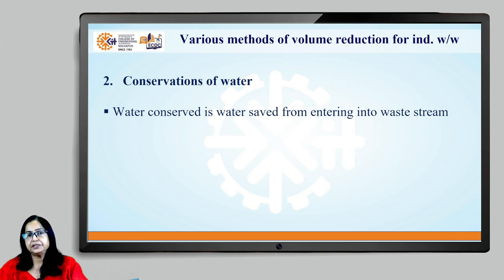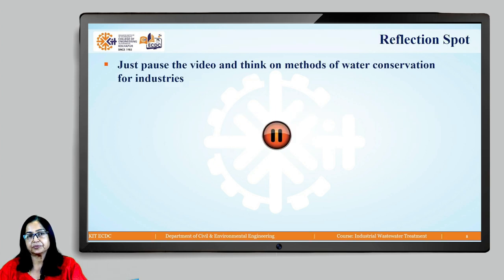The second method is conservation of water. Obviously, the water which is conserved is water which is saved from entering into the waste stream. And if you prevent water from entering the waste stream, it results in reduction of volume of wastewater. Okay. So pause the video for some time and think about various methods which can be employed in the industry for conservation of water.